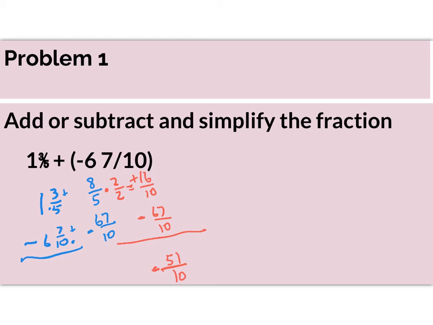But we are not done. So 50 divided by 10 will give you 5. Negative 5. 51 minus 50 is 1. The leftover becomes the top of our fraction, and the bottom stays the bottom. So the answer to this one is negative 5 1/10.